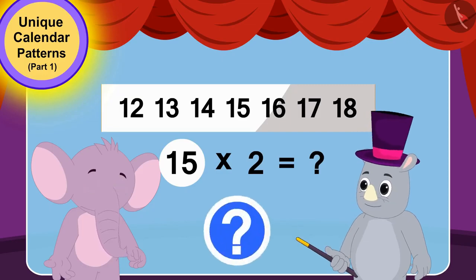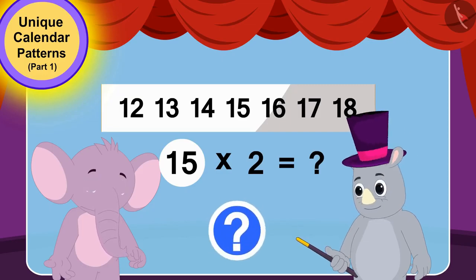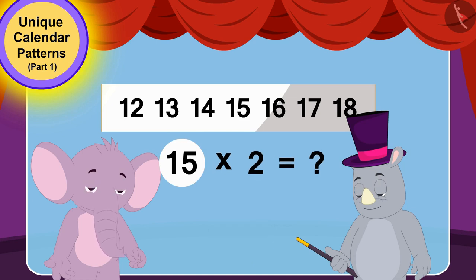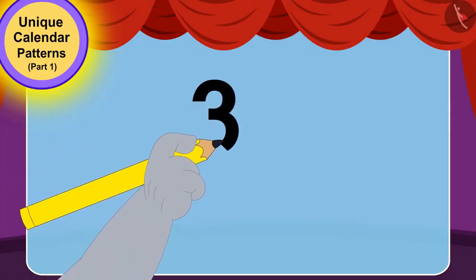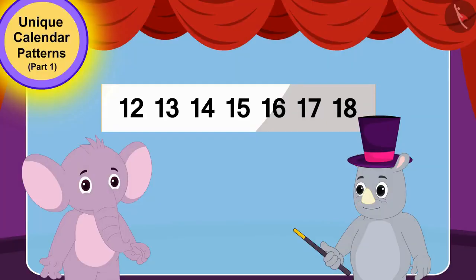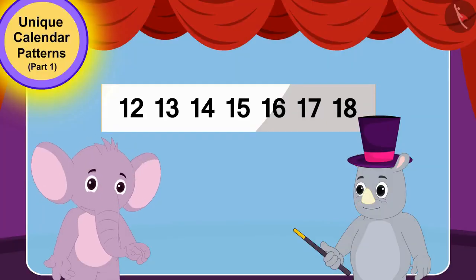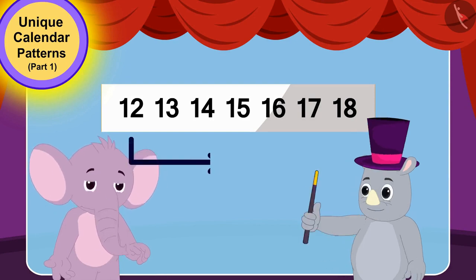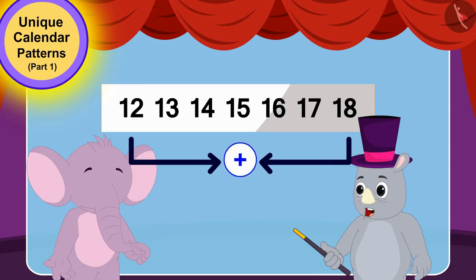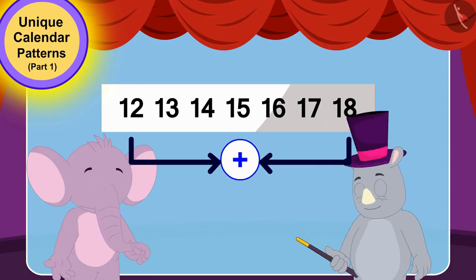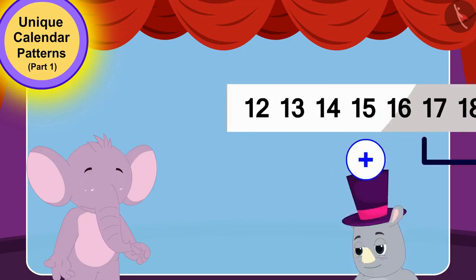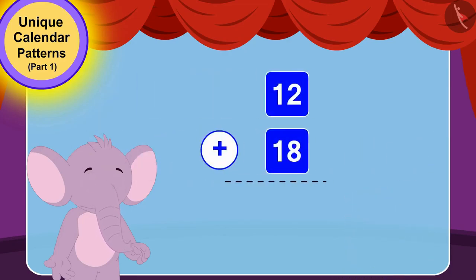Children, can you tell how much is 15 times 2? Correct! 30. Gaggu wrote 30 on the paper. Now, Gaggu told Appu that he had to add the first and last numbers of that horizontal line. Children, can you tell what 12 added to 18 is?